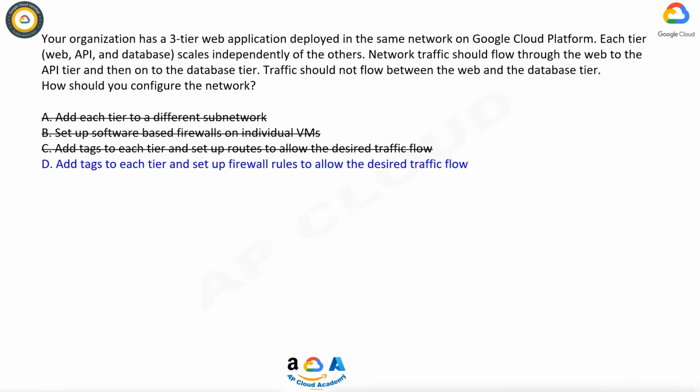Correct answer, D. Add tags to each tier and set up firewall rules to allow the desired traffic flow.